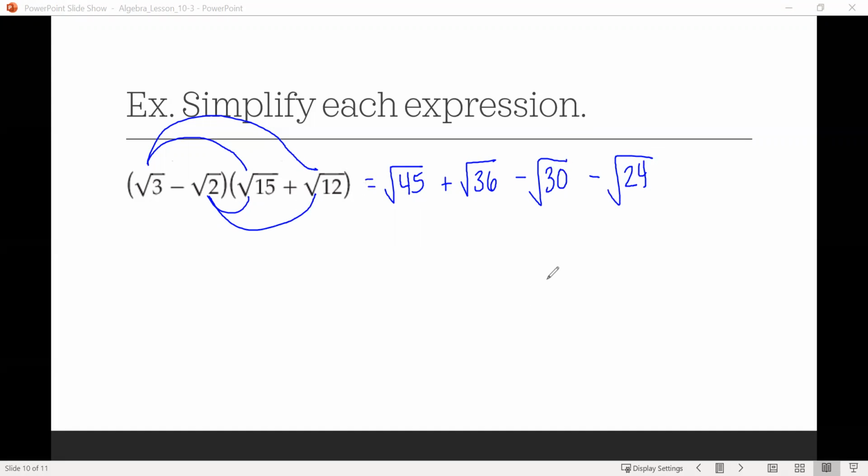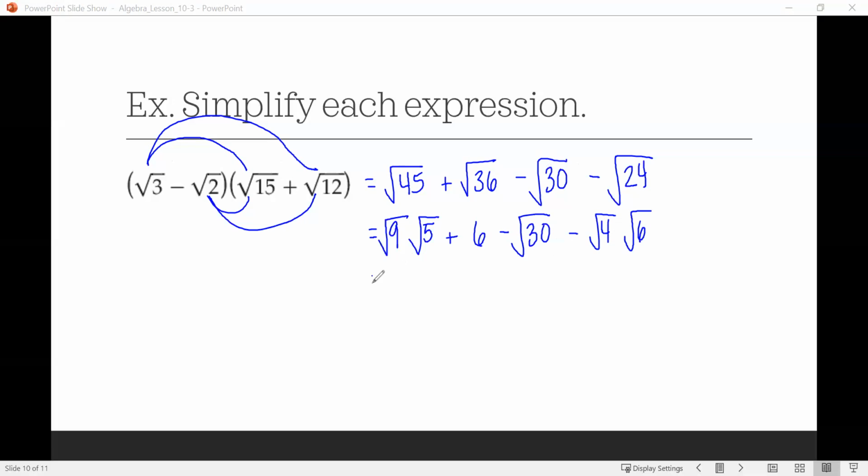So then we want to see if any of these have a perfect square factor, okay? 45 does, because 9 times 5 is 45. The square root of 36, well, 36 is a perfect square, right? 6 times 6 is 36. So we would simplify that to 6. Now, radical 30 does not have a perfect square factor, so we leave it as radical 30. And then radical 24, 4 times 6 is 24, and 4 is a perfect square.